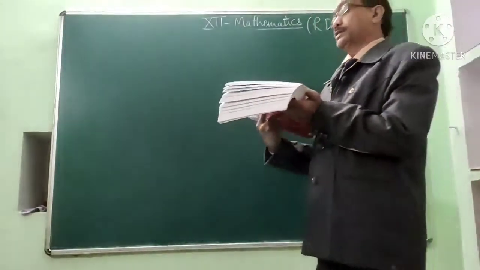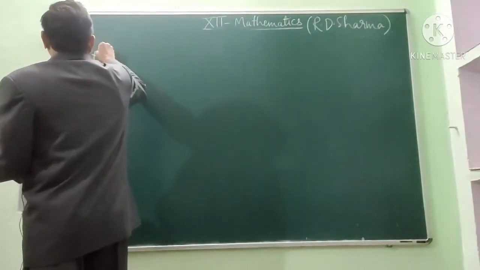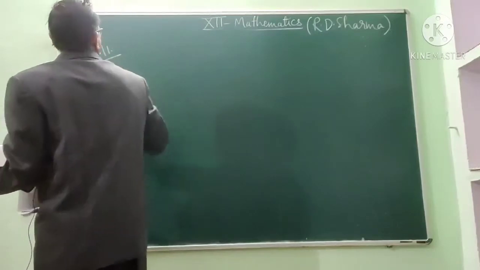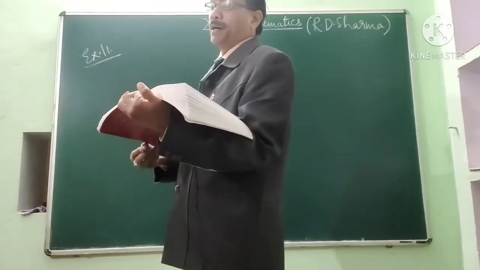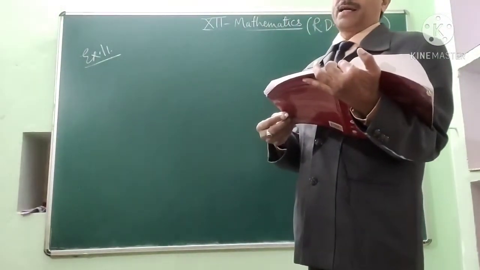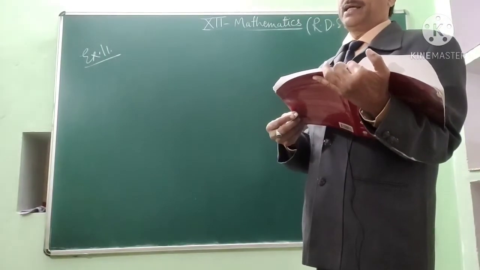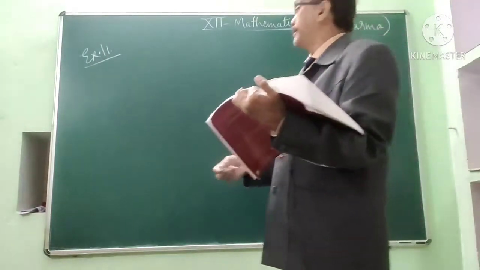Now next is example number 11. There are good examples on the topic maxima and minima. The question is to prove that of all the rectangles inscribed in a given circle, the square has the maximum area.